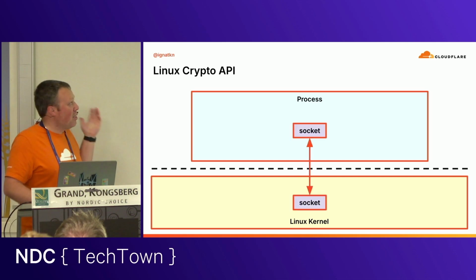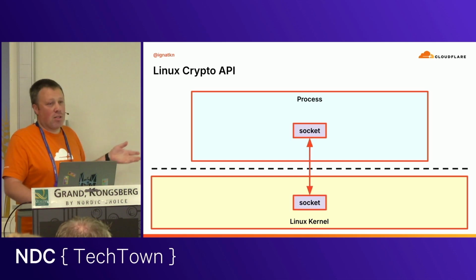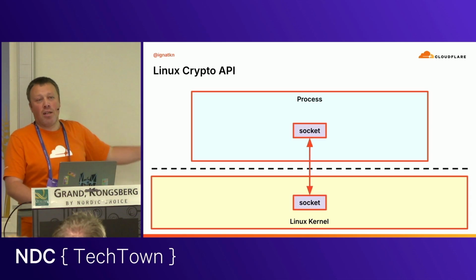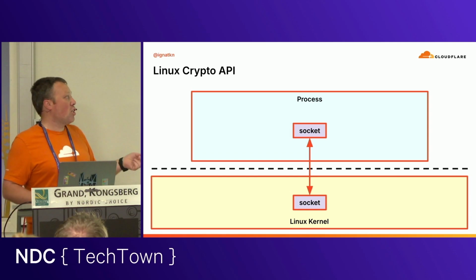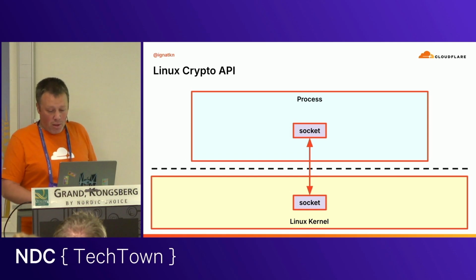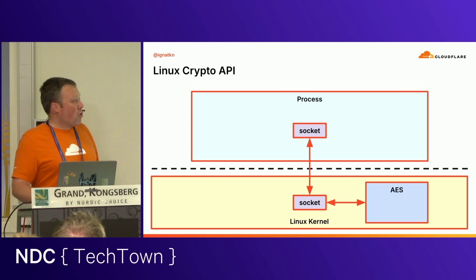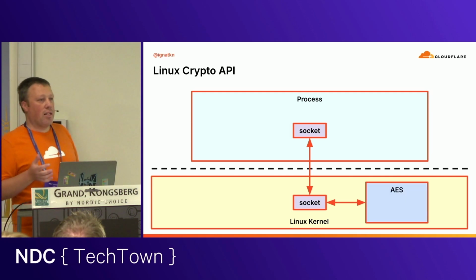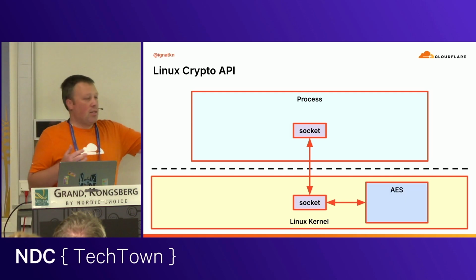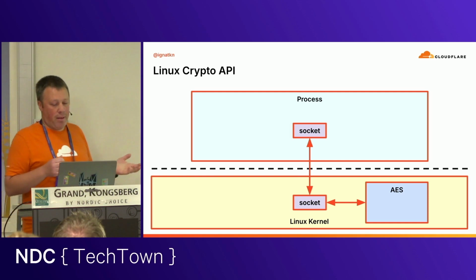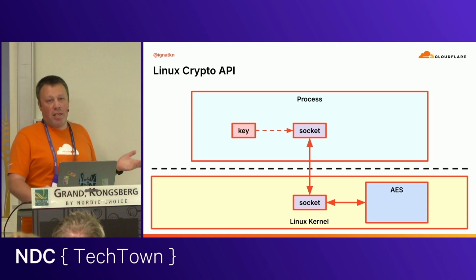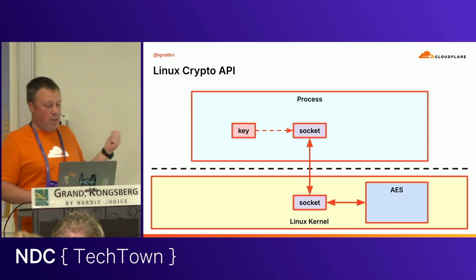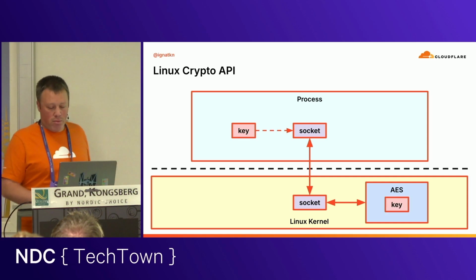So what you can do is the process can create a special socket type, but it's not a network socket. It's called a crypto socket, and the socket is basically a communication channel between your process and the kernel. And the kernel internally will create a crypto algorithm instance inside the kernel address space. And then the process provides the encryption key to the kernel, and the kernel will put it there, right?